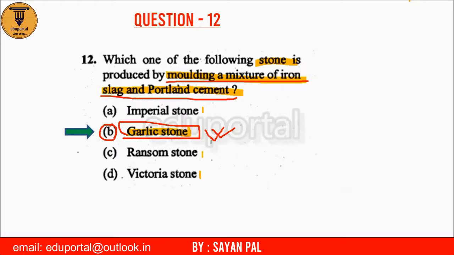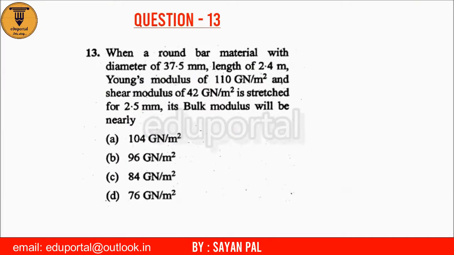Okay, now let's move on to question number 13. It says a round bar material with diameter 37.5 mm, length 2.4 meter, has a Young modulus of 110 giganewton per meter square and shear modulus 42 giganewton per meter square. It is stretched for 2.5 meter. We have to determine the bulk modulus. So the answer here will be 96 giganewton per meter square, and we will check how it's coming.